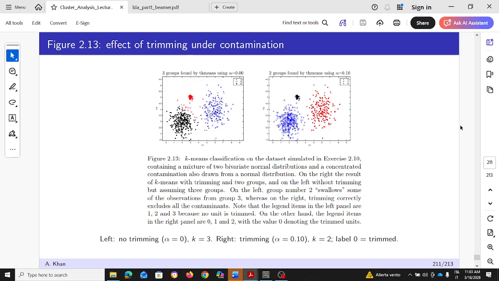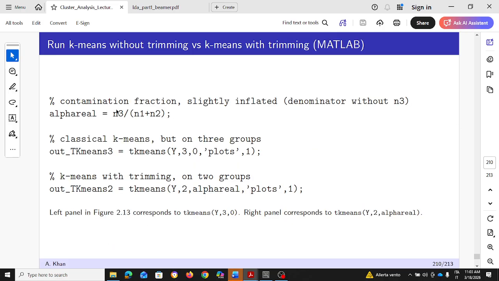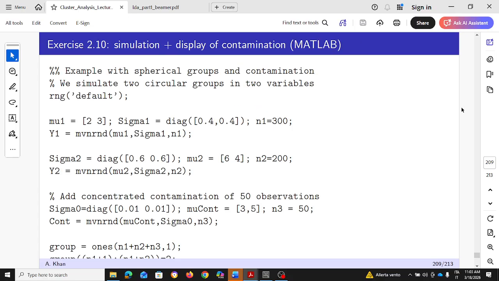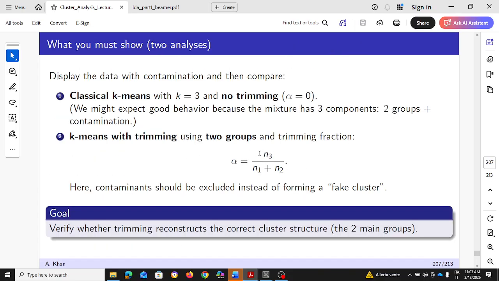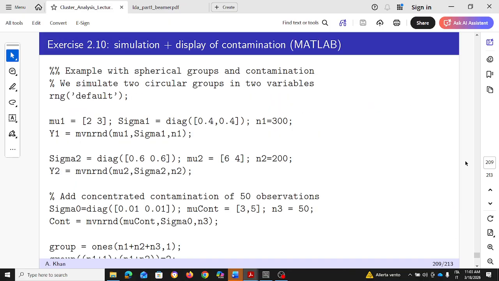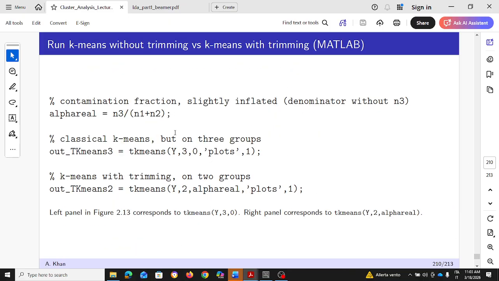So here, what we did in this step is this one for alpha: N3 divided by N1 plus N2. And then we use the two algorithms, k-means the classic one, and k-means with trimming. For the classical one we use alpha equal to 0, and in the trimming, instead of alpha we have this.